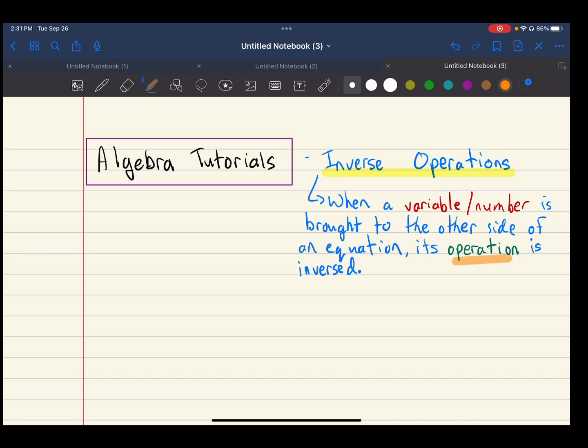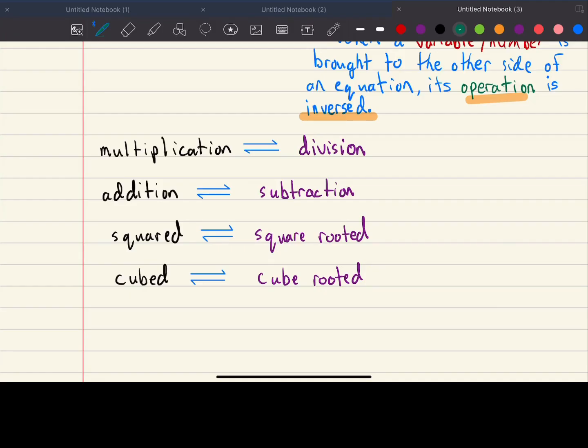Its operation is inversed. And what that means is if on one side of the equation it's being multiplied with another variable, if I bring that to the other side of the equation, it becomes divided by. What that means is that if one variable on the side is undergoing multiplication, then when you bring it to the other side, it undergoes division, and at the same time, if something is being divided, you bring it to the other side, it gets multiplied. And the same is true with addition, where it becomes subtracted on the other side, and subtracted becomes added.